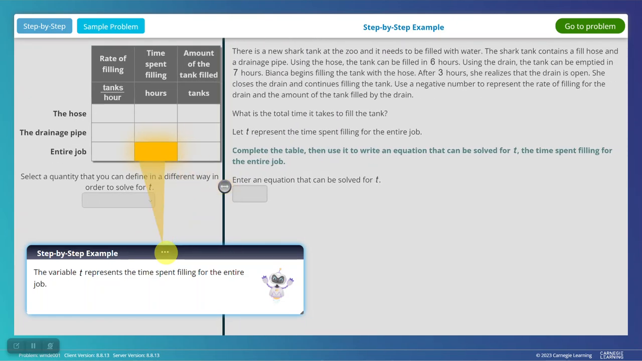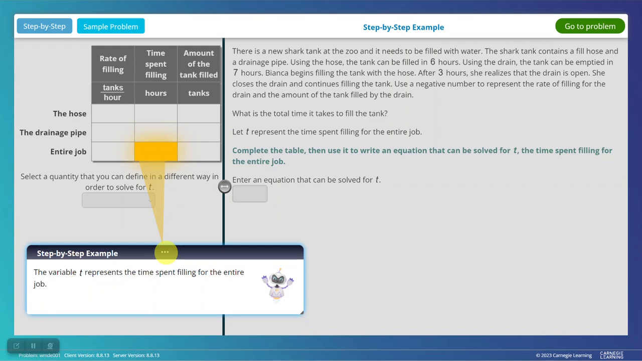There is a new shark tank at the zoo, and it needs to be filled with water. The shark tank contains a fill hose and a drainage pipe. Using the hose, the tank can be filled in 6 hours. Using the drain, the tank can be emptied in 7 hours.